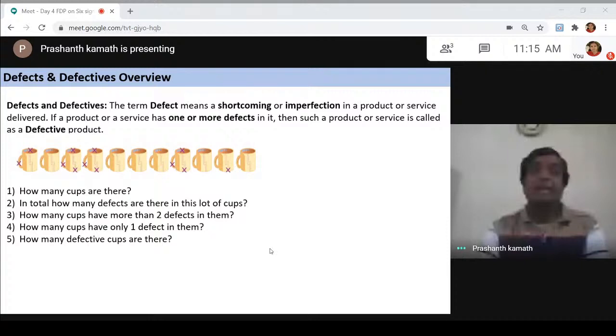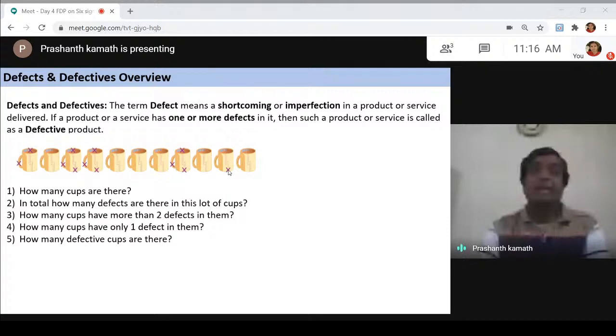The next question is, how many cups have only 1 defect? Just one. Either base is broken, or handle is broken, or top is broken. If you look at it, you will see that cup number 10 is the only cup which has only 1 defect, and that is the base of the cup is broken, right? So of the 11 cups, there is only 1 cup which has only 1 defect.